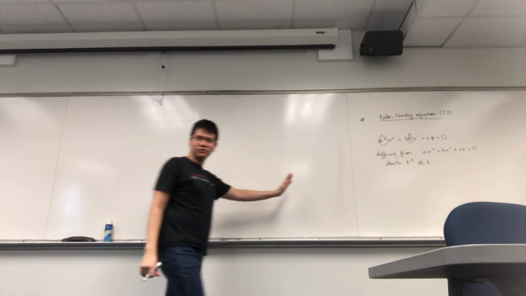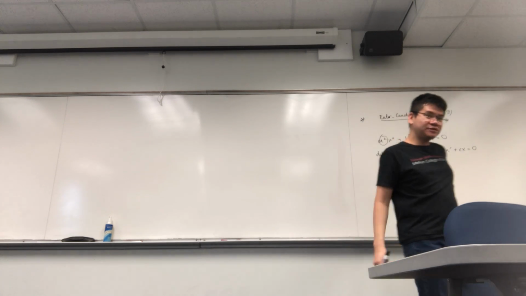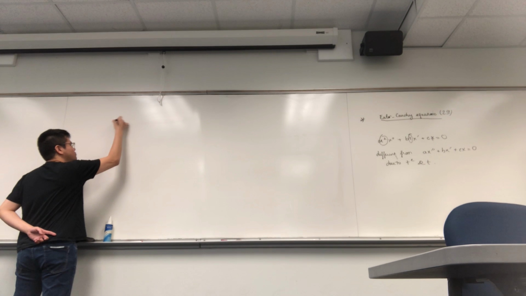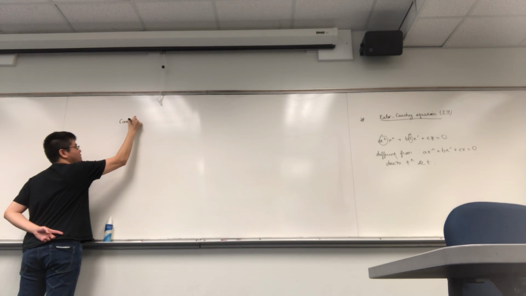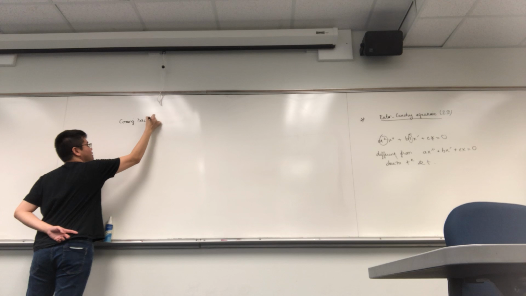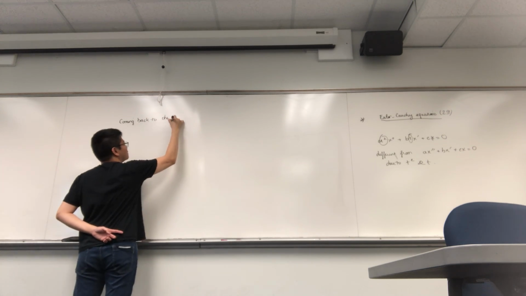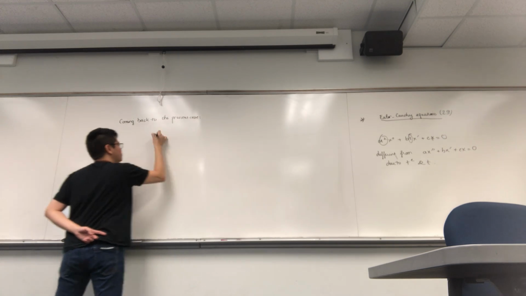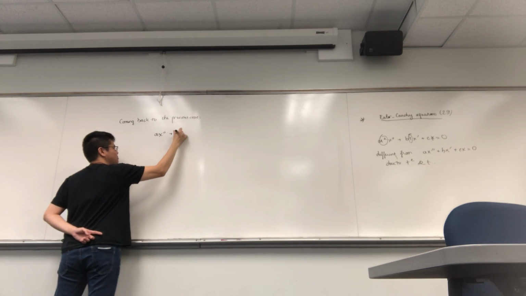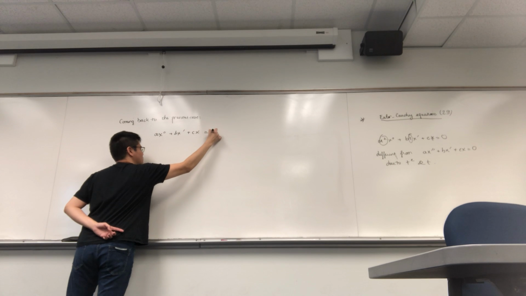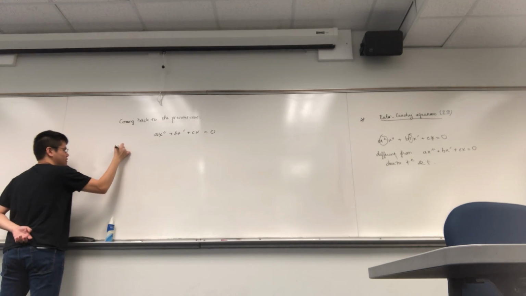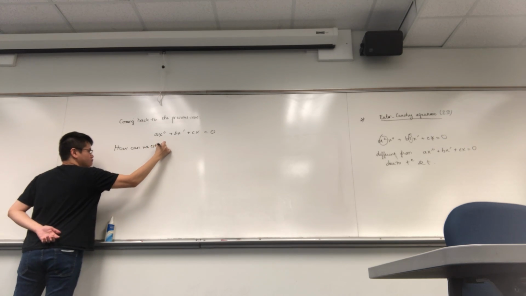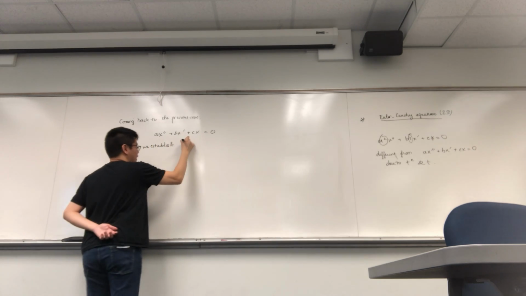I mentioned that this equation can be solved using the characteristic equation method. All right. So coming back to the previous case, you have a x double prime plus b x prime plus c x is 0. So how can we establish the characteristic equation?